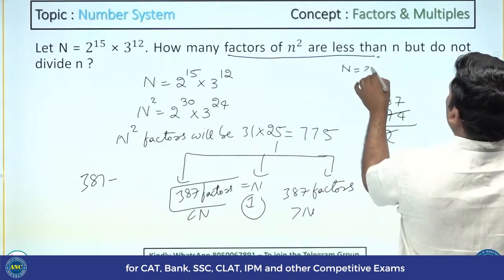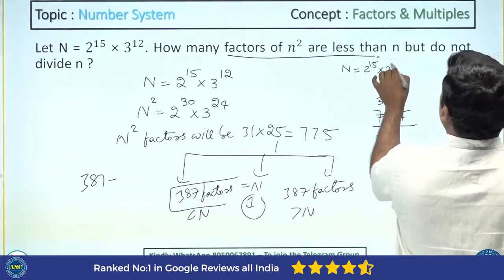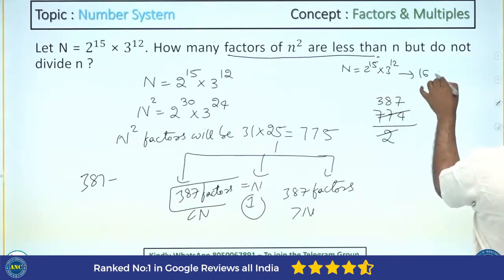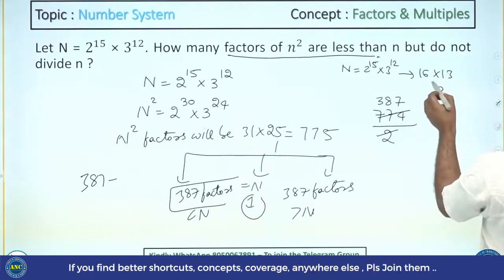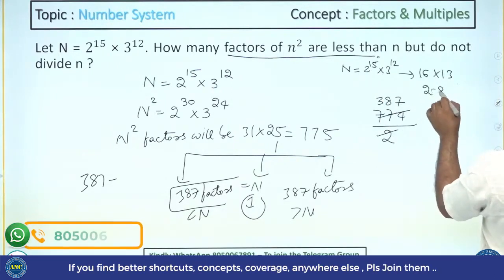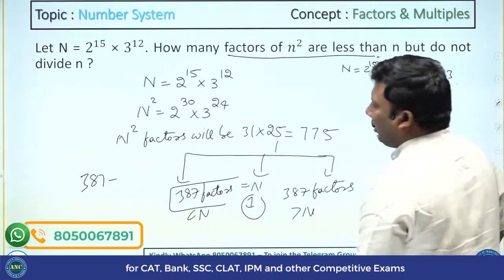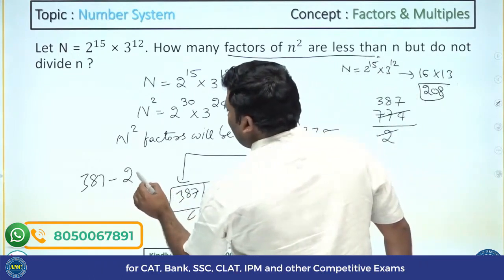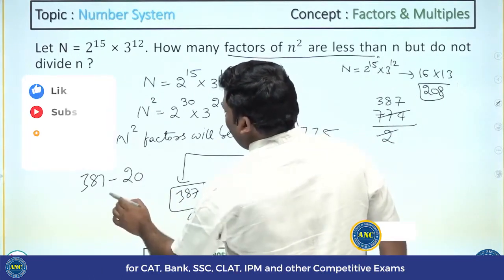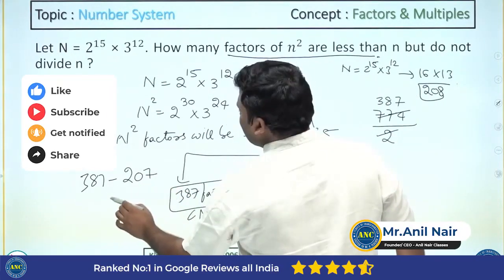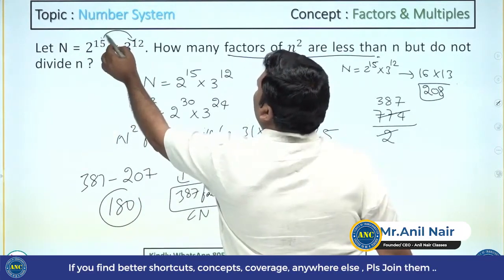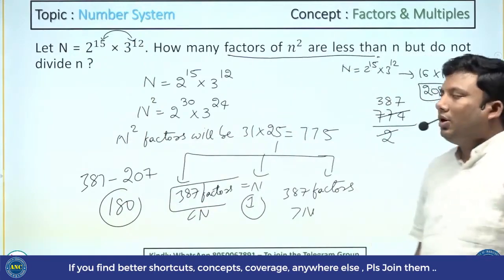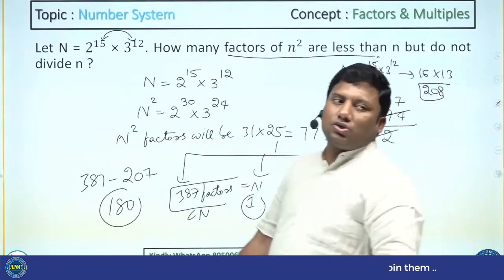N is 2 power 15 into 3 power 12. Factors will be 16 into 13, which is 208. One number will be the given number itself, so minus one is 207. 387 minus 207, answer is 180. 180 is nothing but the product of two prime bases, A into B.